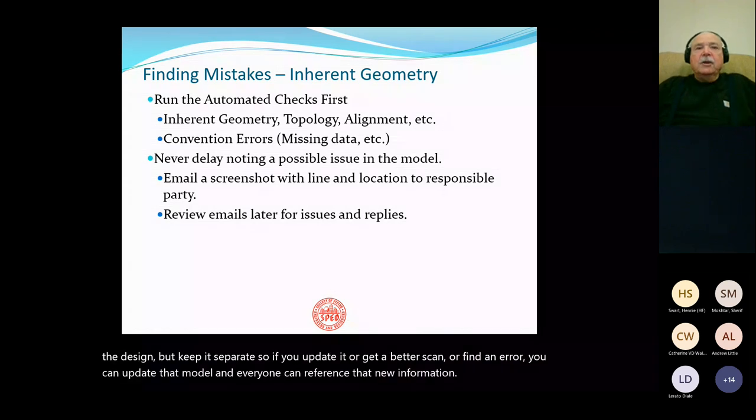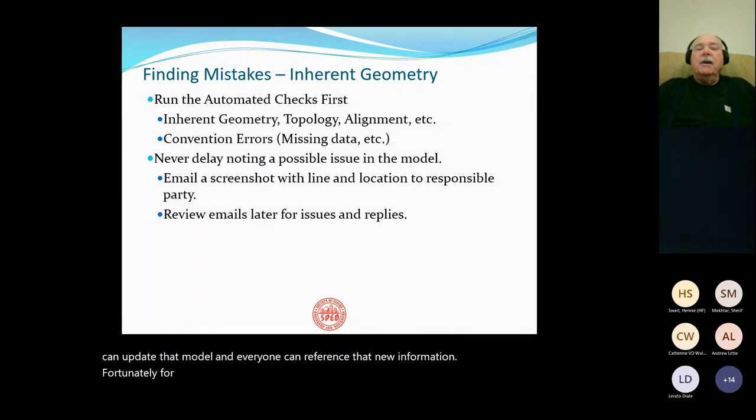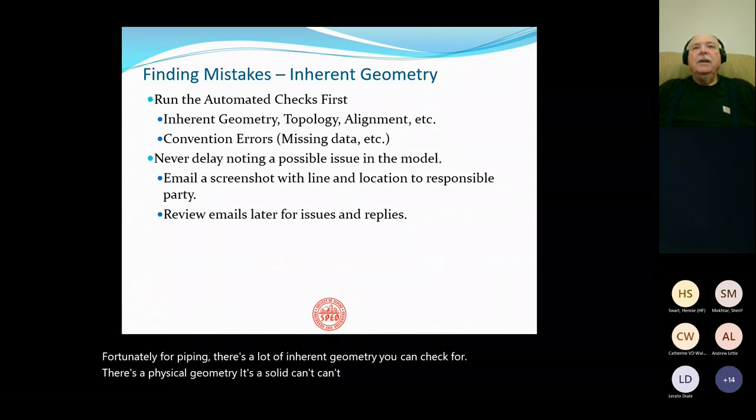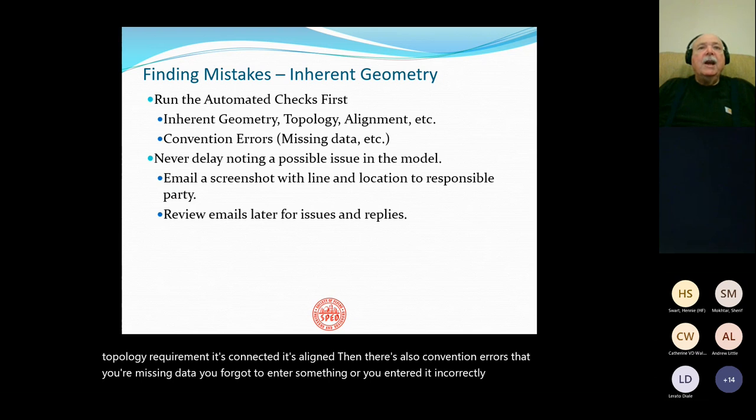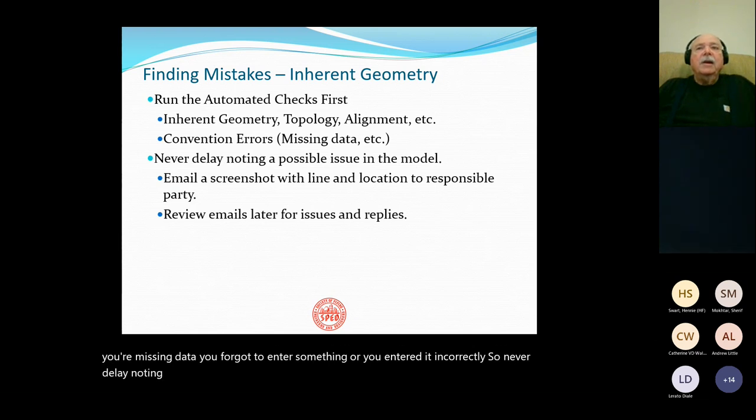Now, fortunately for piping, there's a lot of inherent geometry you can check for. There's physical geometry. It's a solid, it can't clash with other things. It's got a topology requirement. It's connected. It's aligned. Then there's also convention errors, where you're missing data. You forgot to enter something or you entered it incorrectly. So never delay noting a possible issue in the model.